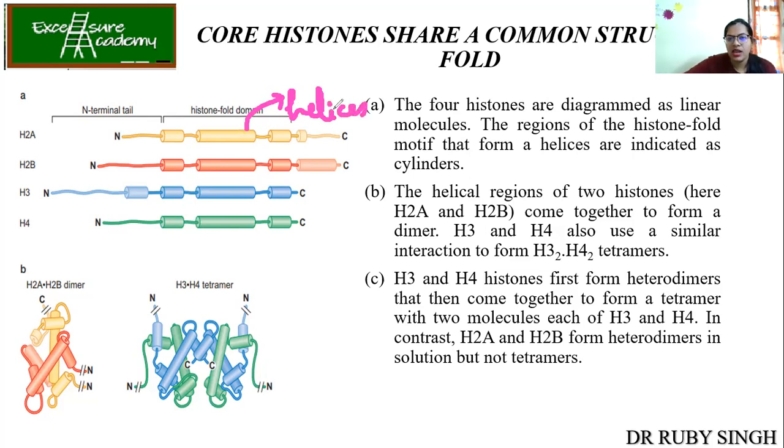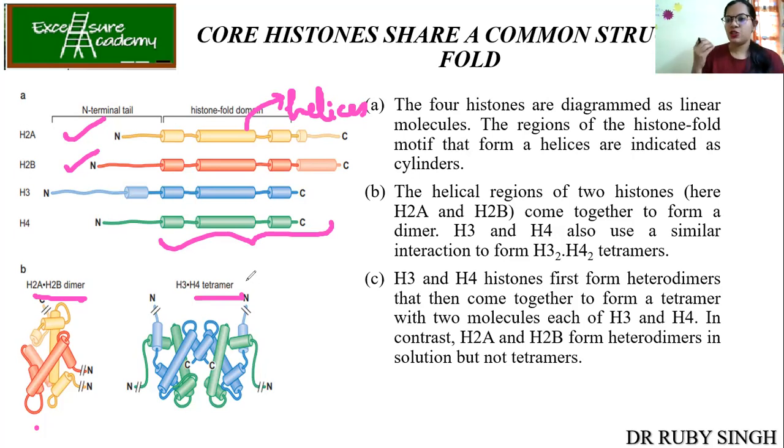Okay, that is a helix. Now, how many are there, you will see. So if you see this portion, these many are actually acting as the histone fold domain. Now the helical regions of two histones, that is H2A and H2B, you can see over here, they come together to form a dimer. So you have to remember this: the H2A, H2B dimer forms here, and the H3 and H4 dimer forms. Okay. So don't get confused that H2A will go with H3 or H2B will go with H4. So simply H2A will go with H2B, and H3 will form a dimer with H4.